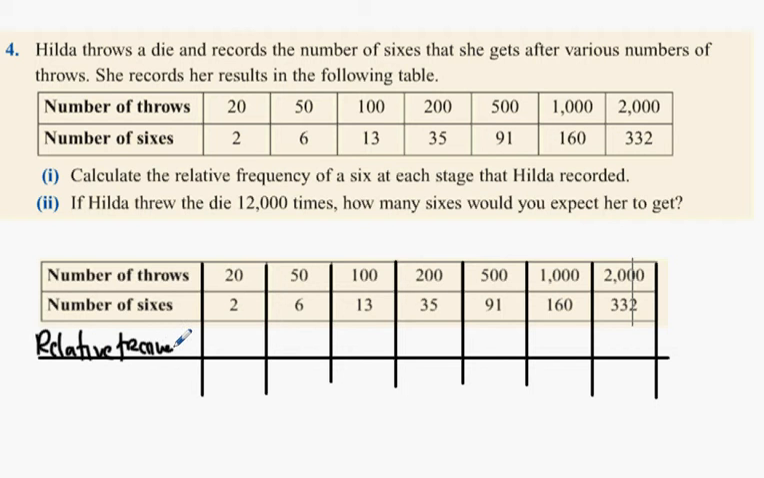Now, what relative frequency means is technically it's 2 out of 20. You got 2 sixes out of 20 throws. You got 6 out of 50. You got 13 out of 100. You got 35 out of 200. You got 91 out of 500. You got 160 out of 1000. And finally 332 out of 2000.